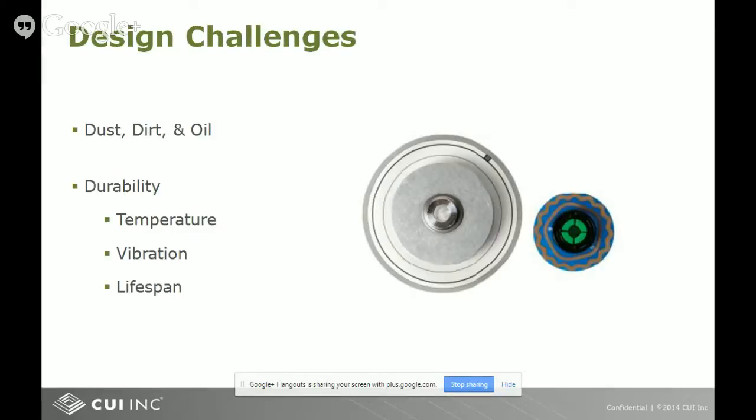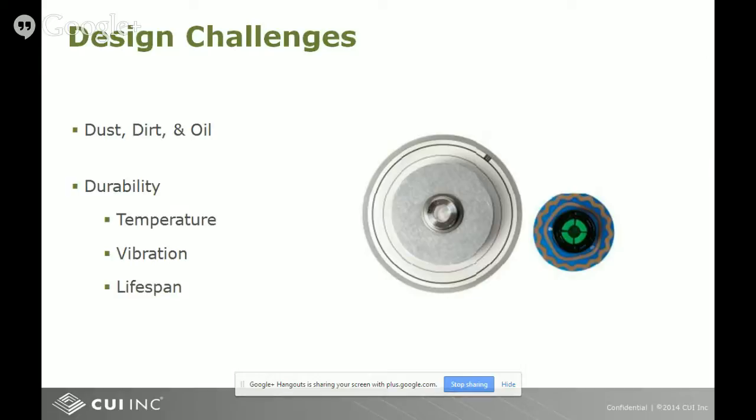So with these three different types, there are design challenges that can make you go one direction or the other with the type of technology that you use. Some of the design challenges facing the motion control engineer when selecting an encoder, one of the biggest ones is dust, dirt, and oil. Motors are going most of the time into some pretty dusty, dirty, bad environments, not necessarily your cleanest places that they're asked to operate.